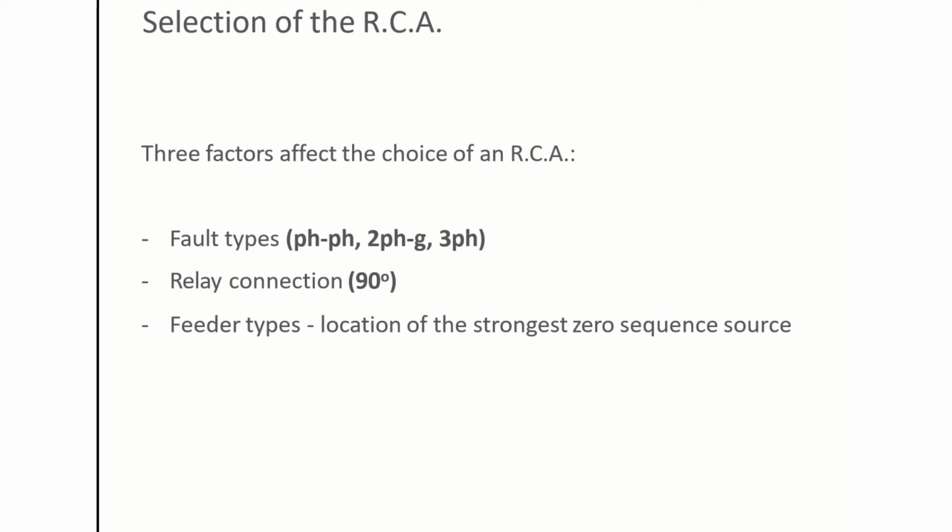So the selection of this RCA or relay characteristic angle depends upon many factors, but the three prominent factors are, first of all, the type of fault, that is whether it is a phase-to-phase fault, phase-to-ground fault or three-phase fault. The second thing is relay connection angle, whether it is 30-degree connection angle, 60-degree connection angle, 90-degree connection angle. And the third is the feeder types, that means the location of the strongest zero sequence source.